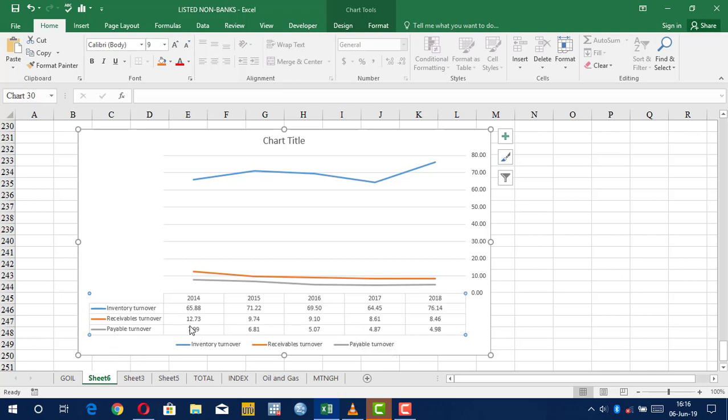Now let's look at the payable turnover. So the payable turnover, just like the receivables, you are looking at the number of times clients come to pay in a year.